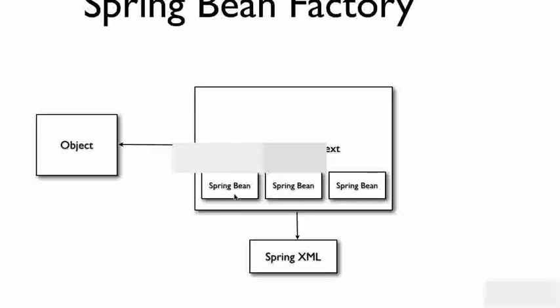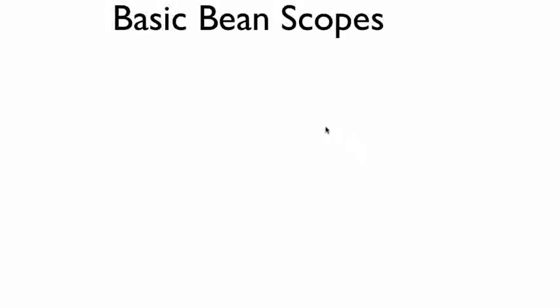Now this leads to a couple of points which we have to understand before we see how we can configure it differently. This leads to the concept of scopes. Now there are two basic bean scopes in Spring. The first bean scope is called singleton. Now the singleton is kind of analogous to the singleton pattern that we have in Java, but it's not fully the same.